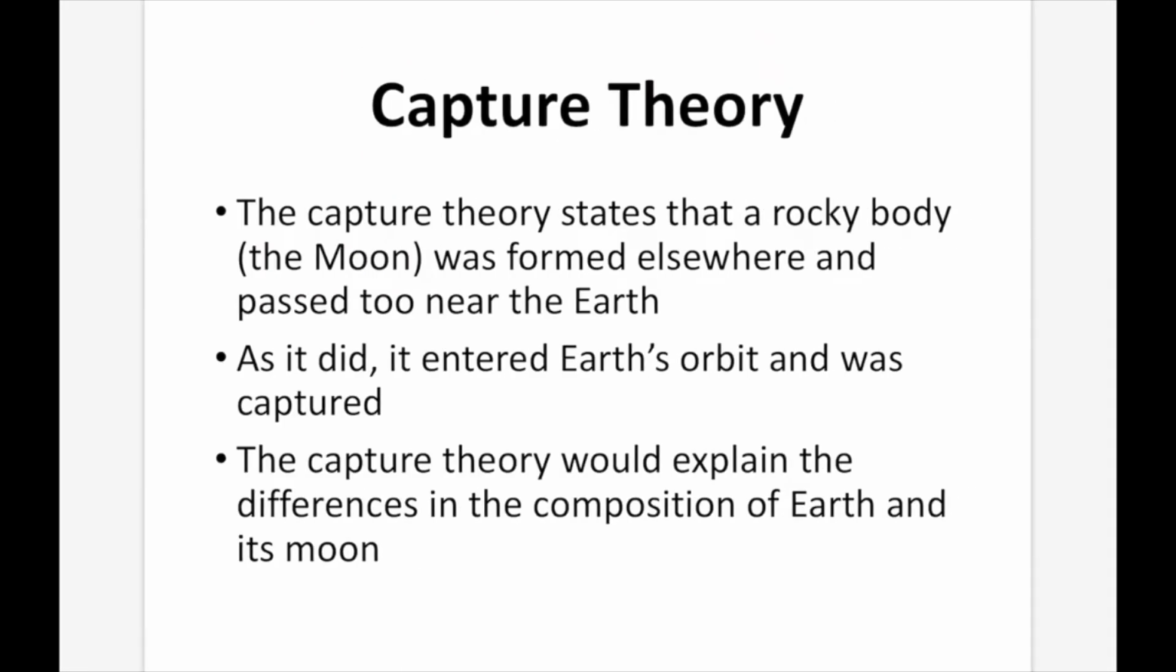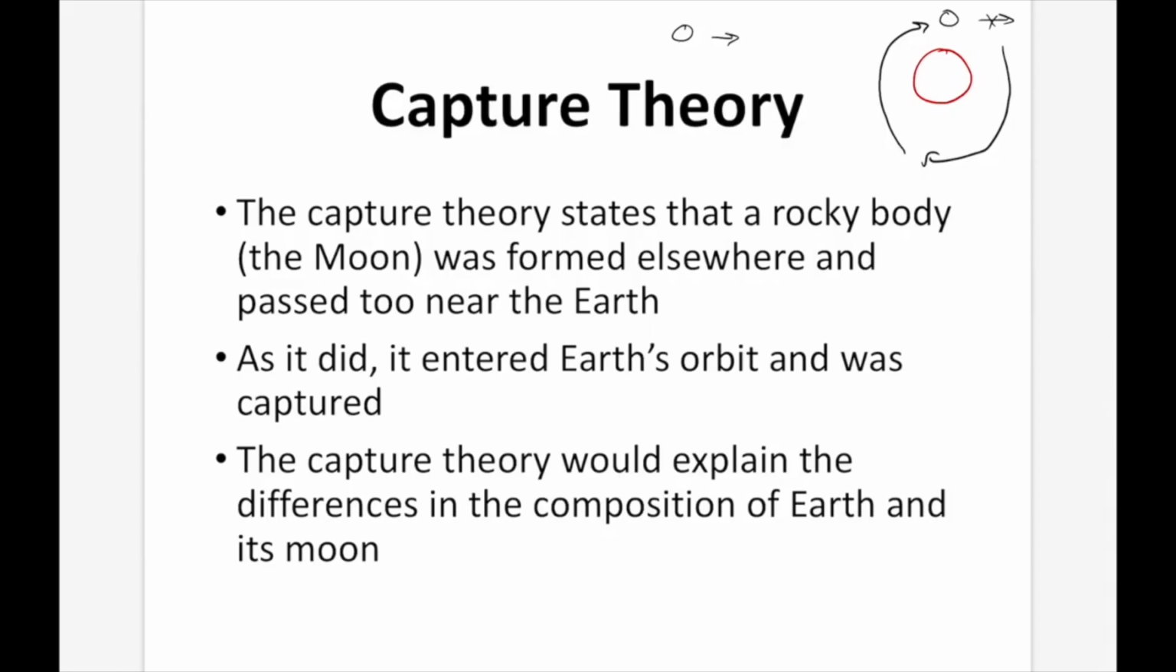Number two, capture theory. The capture theory states that a rocky body, the moon, was formed elsewhere and passed too close to Earth. As it did, it entered Earth's orbit and was captured. So if you have Earth here, and you have the moon sort of flying this way, it gets a little bit too close. And instead of continuing on, it gets captured by Earth's orbit and just simply orbits around Earth instead of continuing its path. So Earth would have captured it.